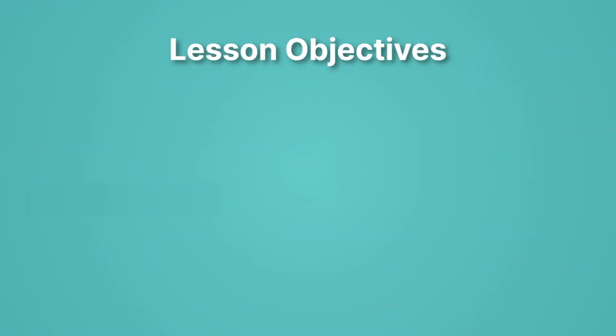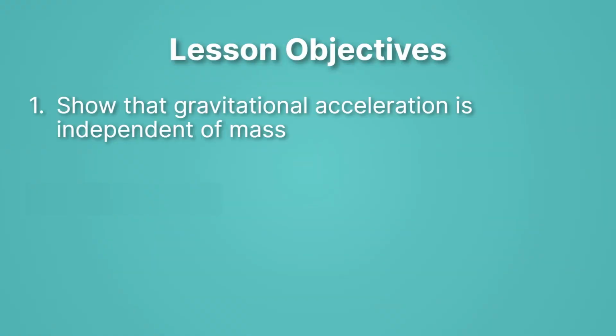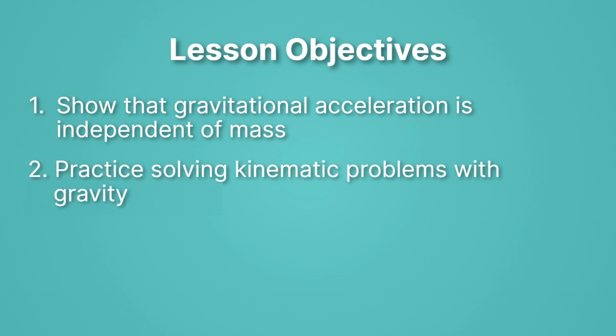First, let's consider our lesson objectives. We'll start by showing that gravitational acceleration is independent of mass. That means mass doesn't matter, which is kind of a surprising result. Then we'll practice solving kinematic problems with gravity. That's it, just 2 lesson objectives for this one.